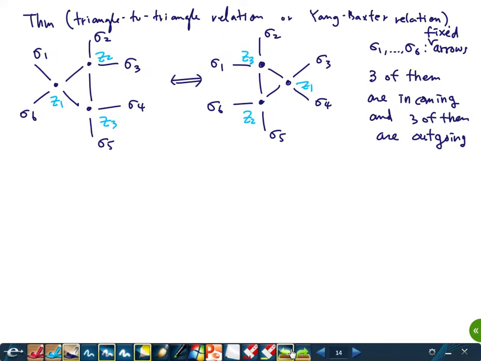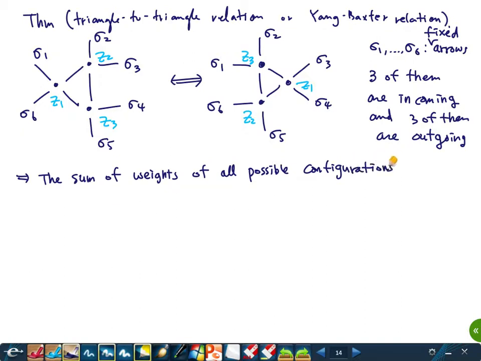Then the sum of weights of all possible configurations on the left is equal to the sum of weights of all possible configurations on the right. That's the Yang-Baxter equation.